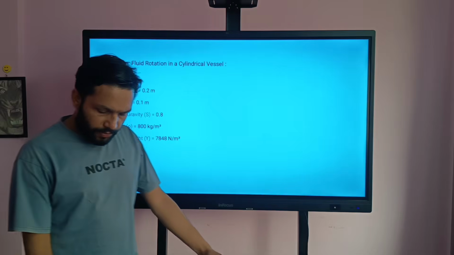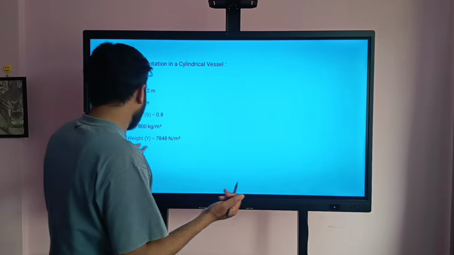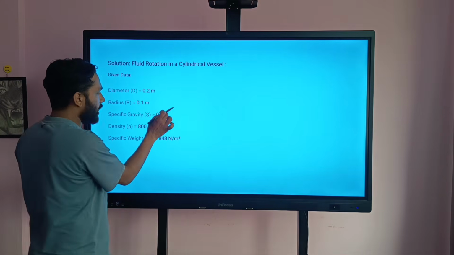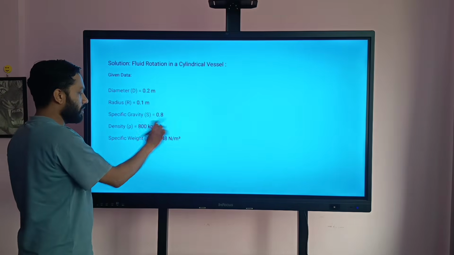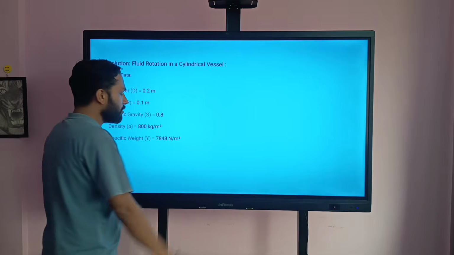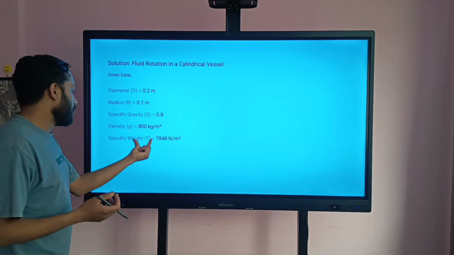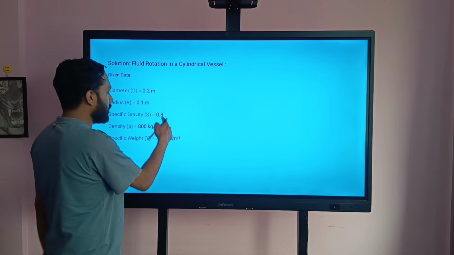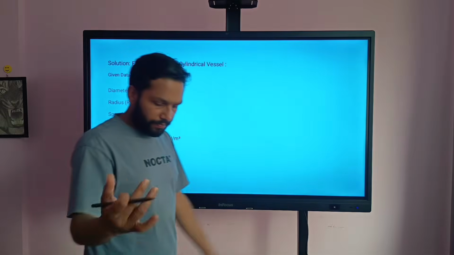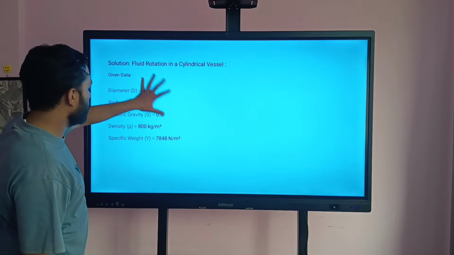If the specific gravity is given, then you can just multiply it by 1000 to get the density. So that's why I have already multiplied it by 1000, that is 0.8 into 1000 kg per meter cube, and the specific weight gamma is equal to 0.8 into 9810. If you do that, you are going to get the specific weight of the liquid. I have already done this, and you must know this to convert and get the specific weight and the density.